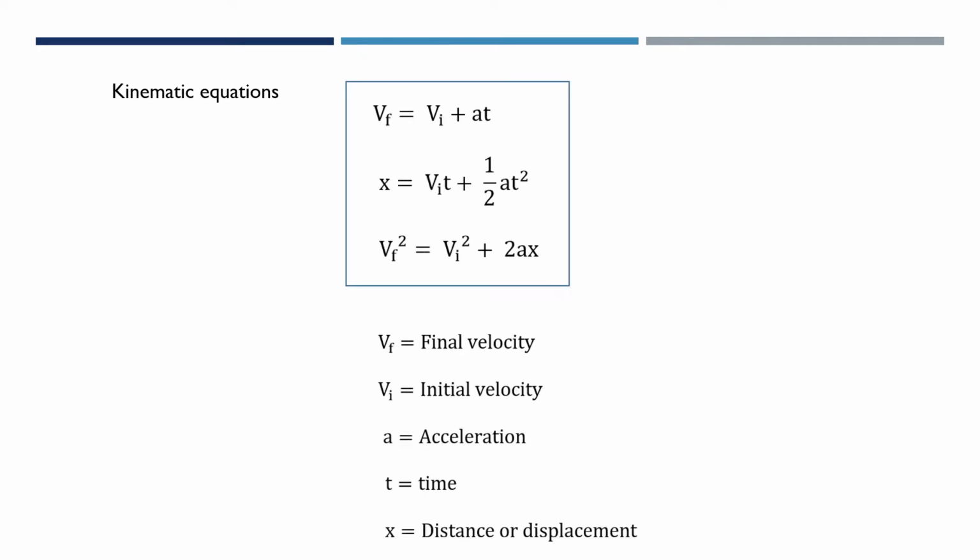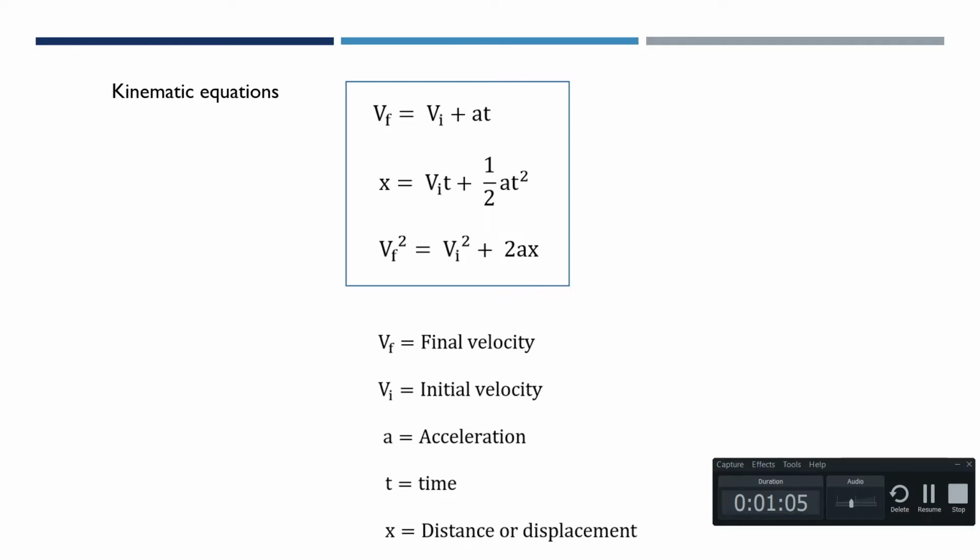The first equation is V final, or the final velocity, equals V initial plus AT. The second one is X, which is displacement or distance, equals V initial times time plus half times AT squared. The third equation is V final squared equals V initial squared plus 2AX. V final is the final velocity and V initial is the initial velocity. A is the acceleration, T is the time, and X is the distance or displacement.